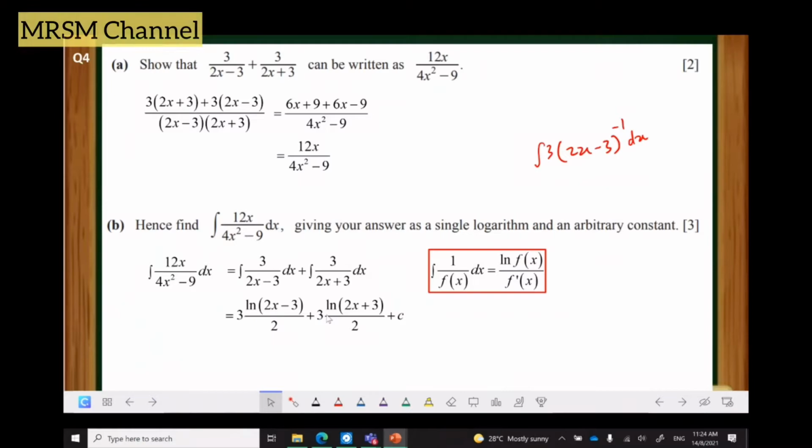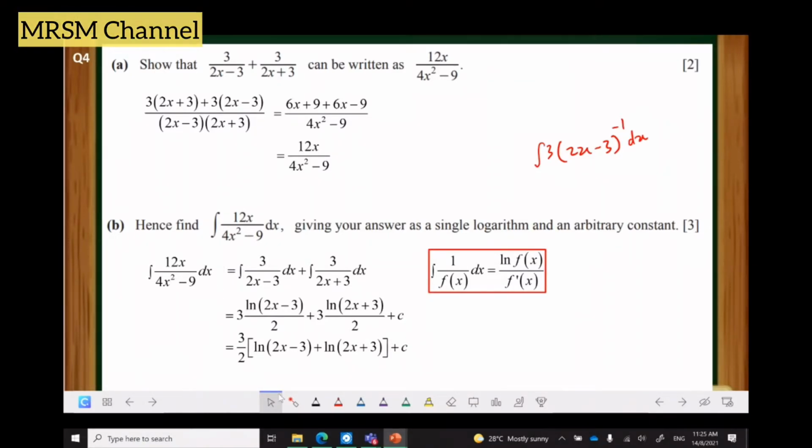This one also the same, only the symbol of minus now become plus. Alright, so 3, this one become ln 2x plus 3 over 2 juga plus c. Okay, right. So here you have 3 over 2. Yang ni pun ada 3 over 2. Then we can bring 3 over 2 to the front. Okay, letak dekat depan sini. And then in bracket is ln 2x minus 3 plus ln 2x plus 3 plus c. Remember to put c because we have indefinite integral.